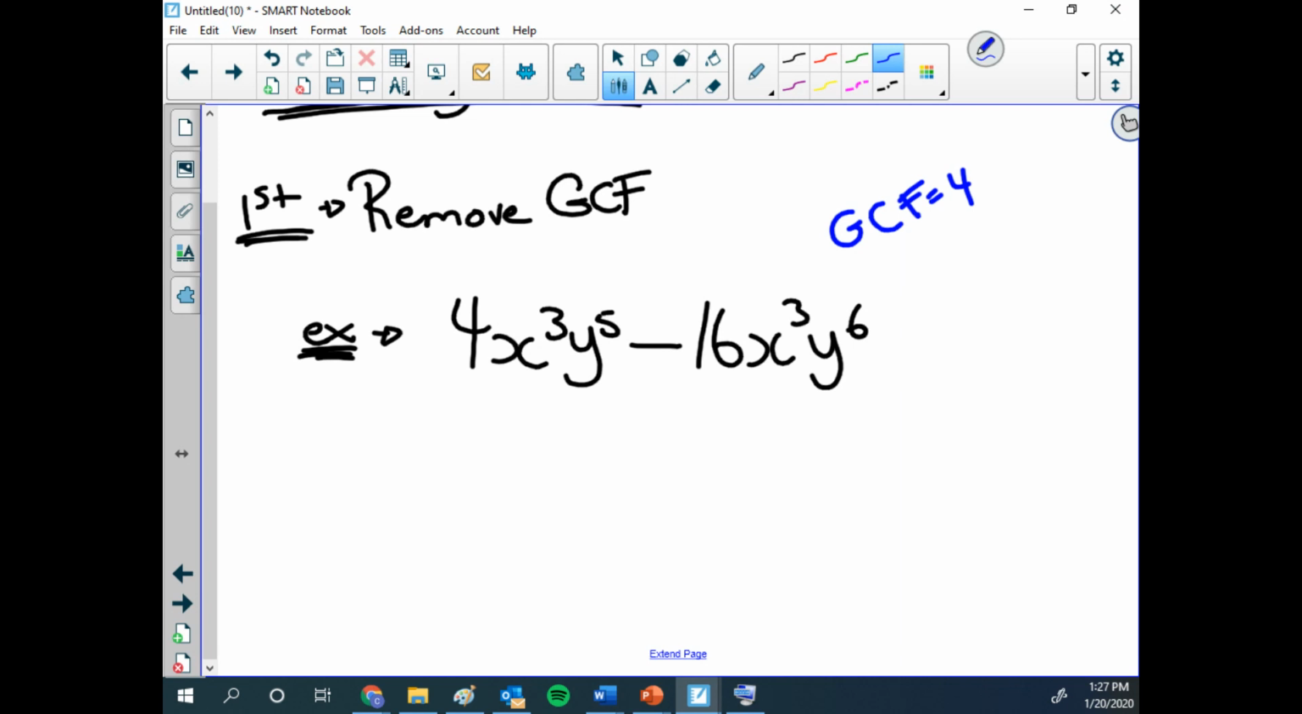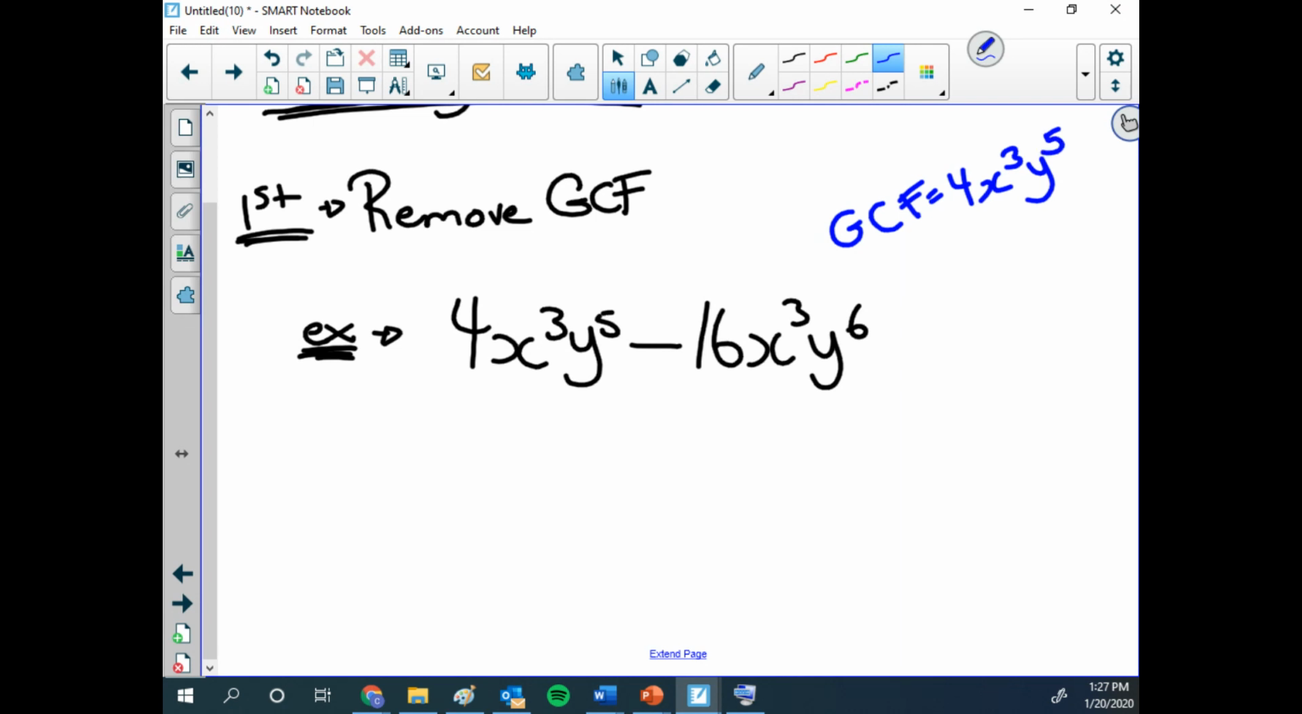Then we're going to go to x's. So I have x cubed, which means I have 3 x's, and I have x cubed. Well, how many x's can be removed evenly from both of those terms? 3. So we can take out, or factor out, x cubed from each term. And then I have y to the power of 5 and y to the power of 6. So how many could I divide out or remove evenly from each of those terms? Can I take out 6? Why not? I can't take 6 away from this 5, yeah. So the GCF would be y to the power of 5.